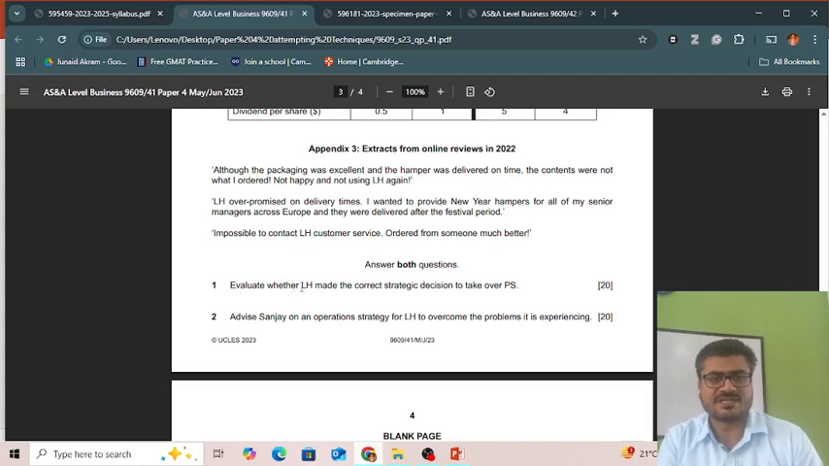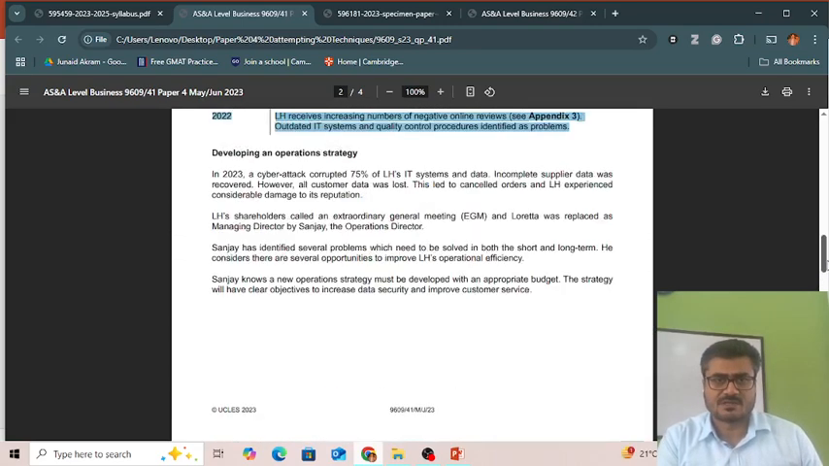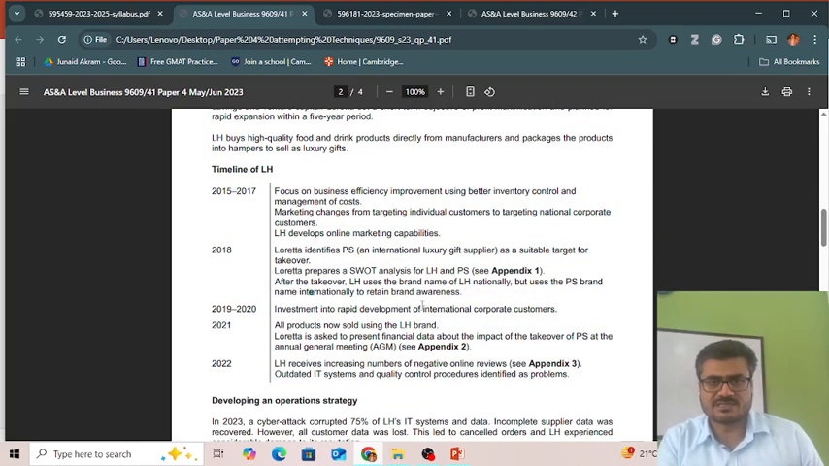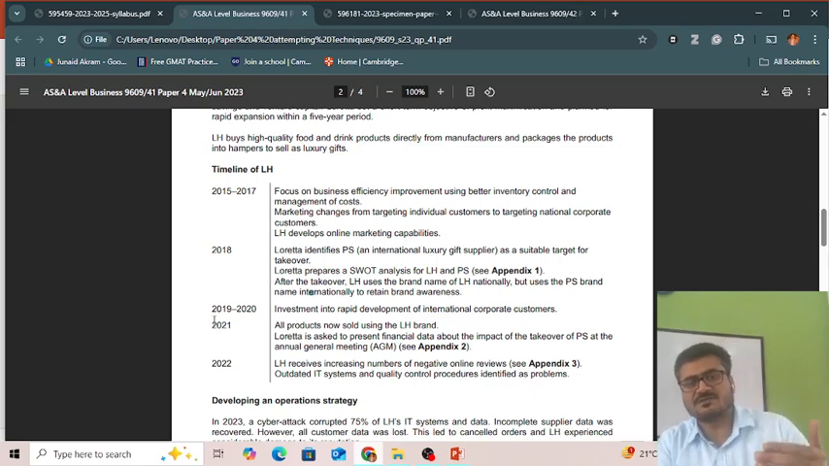The question is: evaluate whether LH made the correct strategic decision to take over PS. So this is about a decision that LH took previously, right? We can see that it took the decision to take over PS in 2018. So we are going to assess the information in 2018 based on the 2015 to 2017 data, what happened in 2018, and the after effects in the 2019 and 2020 information. So this is a timeline question.